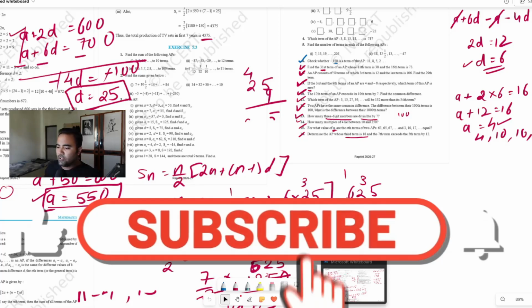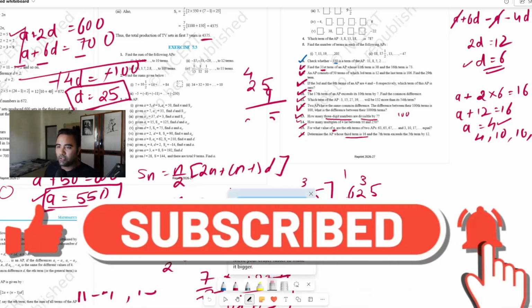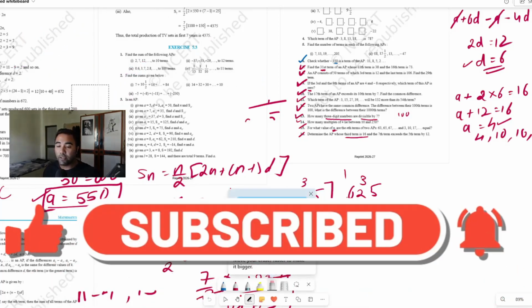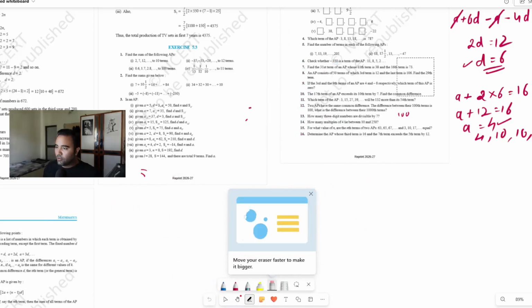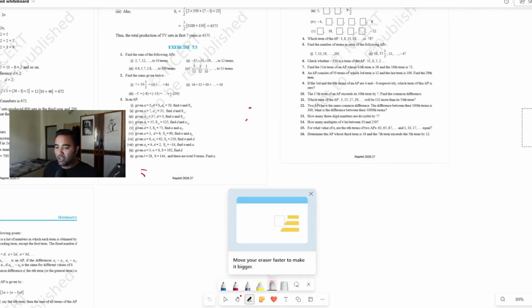I think we've reached exercise 5.3 in chapter number 5, that is arithmetic progression. I hope you guys are enjoying it because quite frankly I am enjoying it.